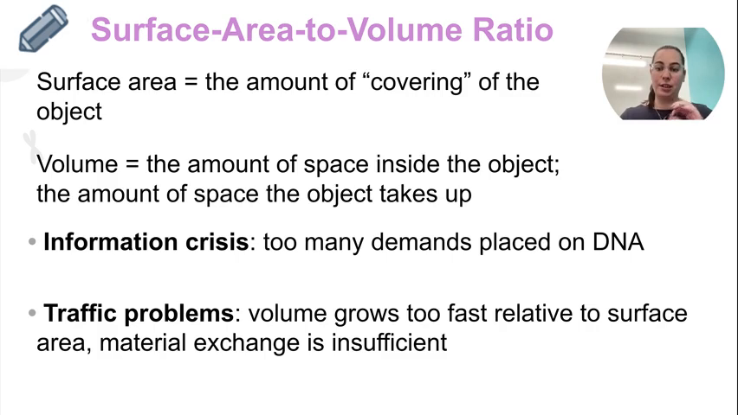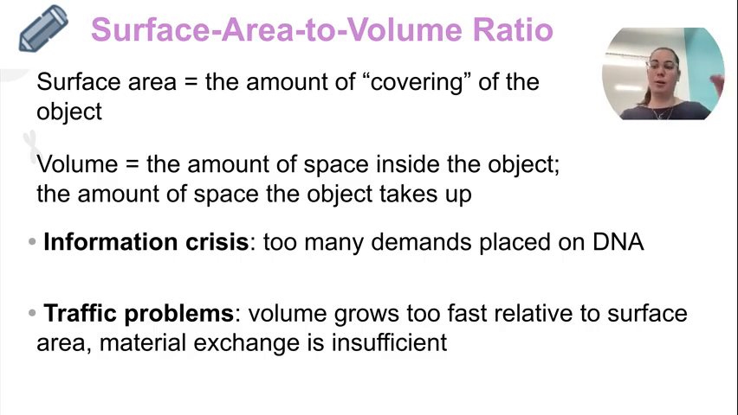Traffic is comparable to this movement of materials such as nutrients, water, oxygen, and waste across a cell membrane. As a cell grows larger, its volume increases. The number of traffic lanes or the amount of surface area to cross does not keep up. Materials cannot enter or leave the cell as quickly as necessary. So if a cell grew too large, it would not have enough relative surface area to get the amount of oxygen or nutrients into the cell and waste products out.